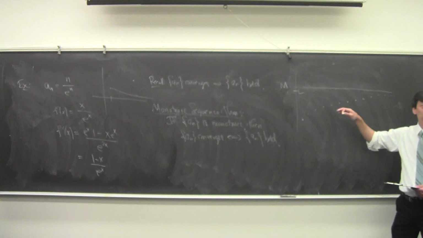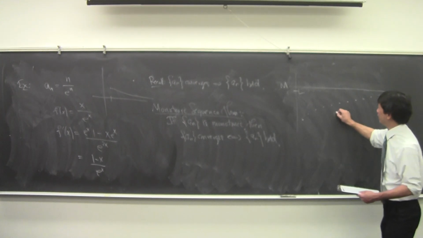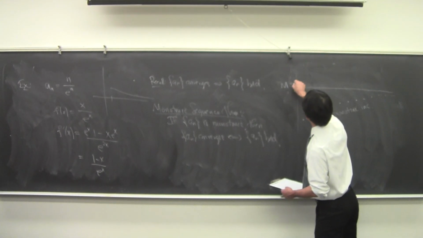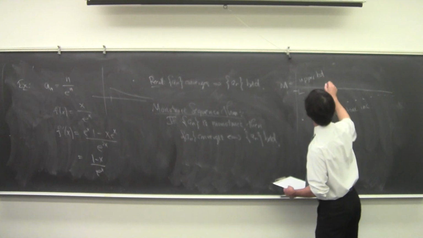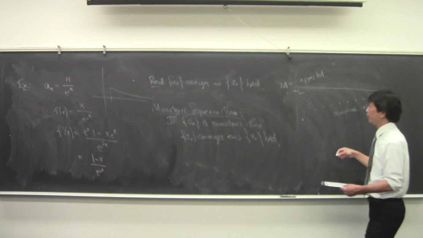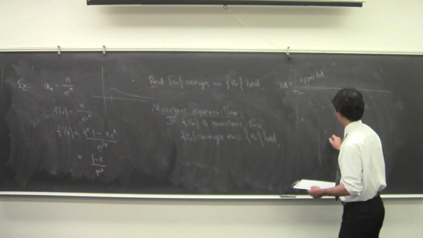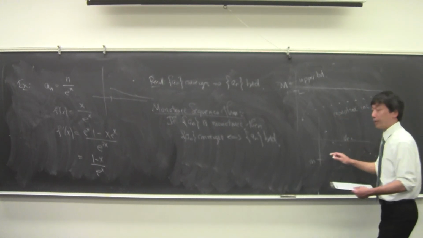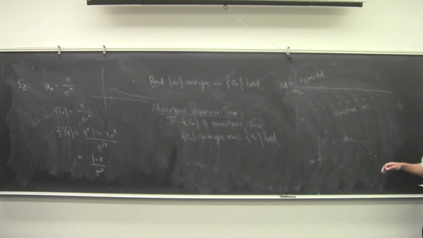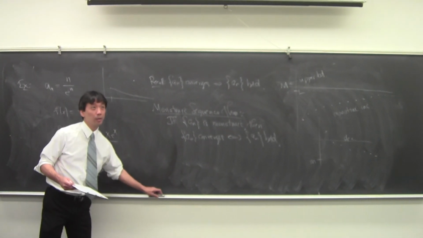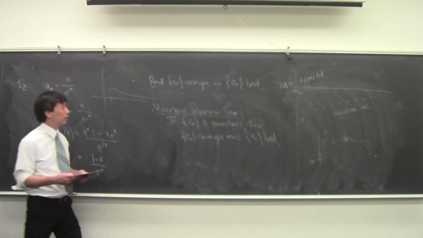If your sequence is monotonic increasing, and you have an upper bound, then your sequence is going to converge. Or, if you have a sequence that's decreasing and you have some lower bound, then your sequence is going to converge. That's what the monotonic sequence theorem says.